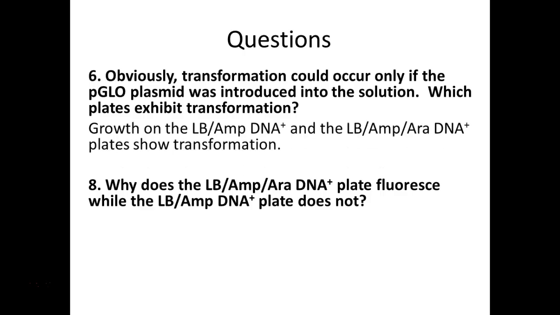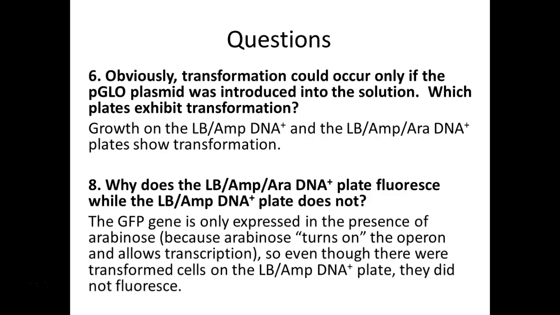As you guys already noticed, one of them contains the arabinose. Why are we using the arabinose? Why is it that the arabinose plate is going to fluoresce and the other plate, even though it has the DNA, is not going to fluoresce? What's special about the arabinose? It's our activator, right? It's going to activate that operon, get them to actually produce green fluorescent protein. That's the only plate that's going to glow because it's the only one that has that activator.